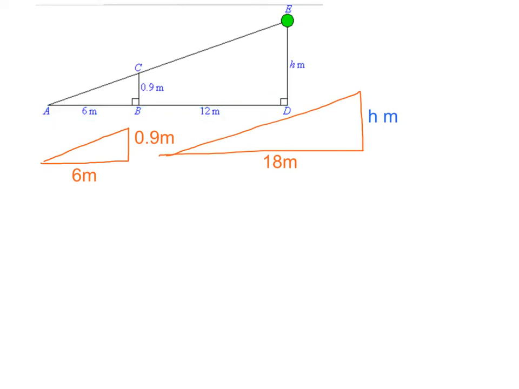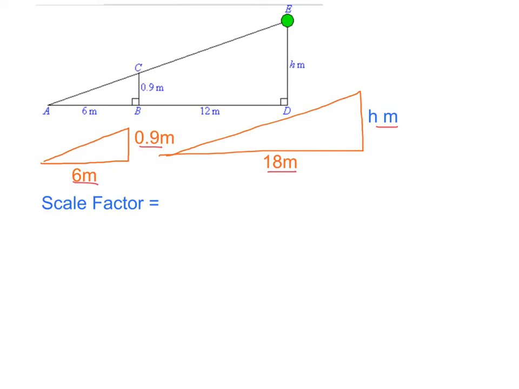So if we look at the last example, all that we did is we looked to find a scale factor first of all. So that's what we're going to do first. So we need to write down scale factor. And in this case, the scale factor is coming from a pair of corresponding sides. So we need to look at our corresponding sides. So the 0.9 and the h corresponds. We're going to use that later. And the 6 and the 18 are corresponding sides.